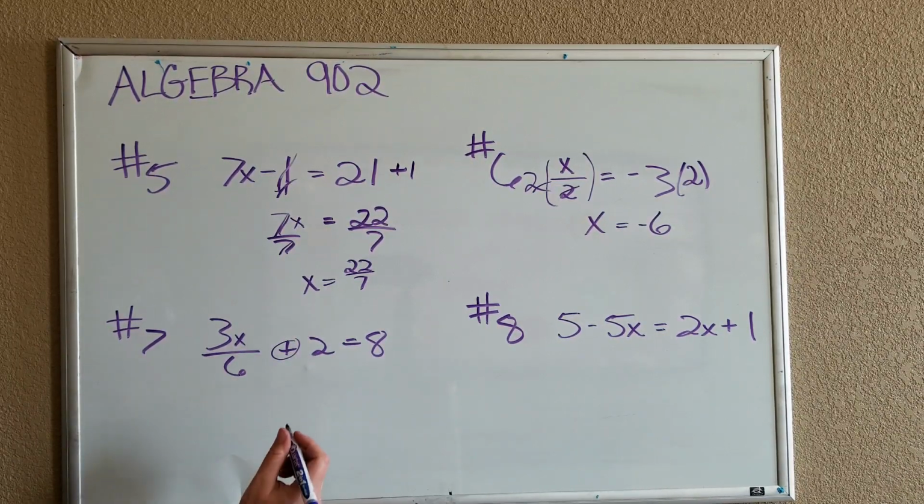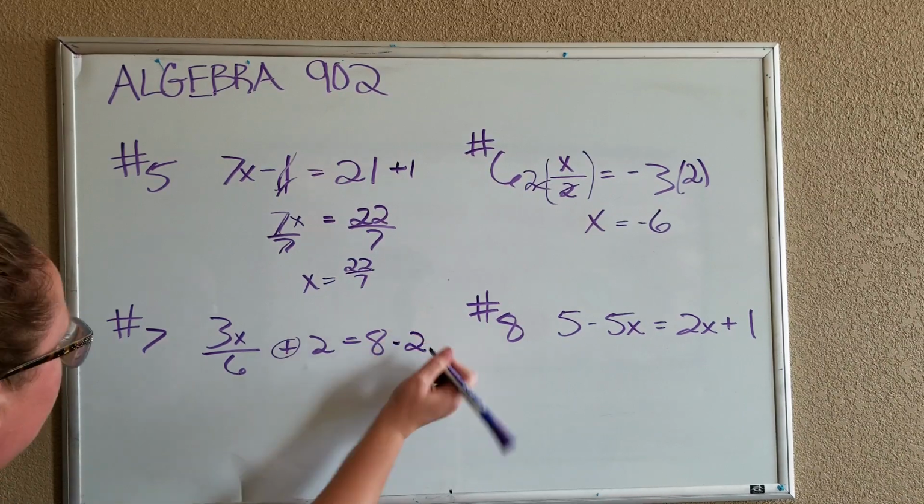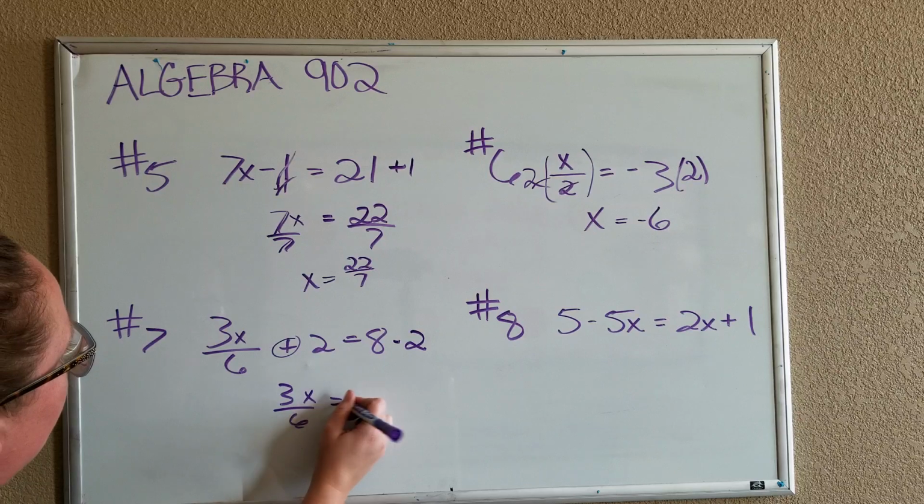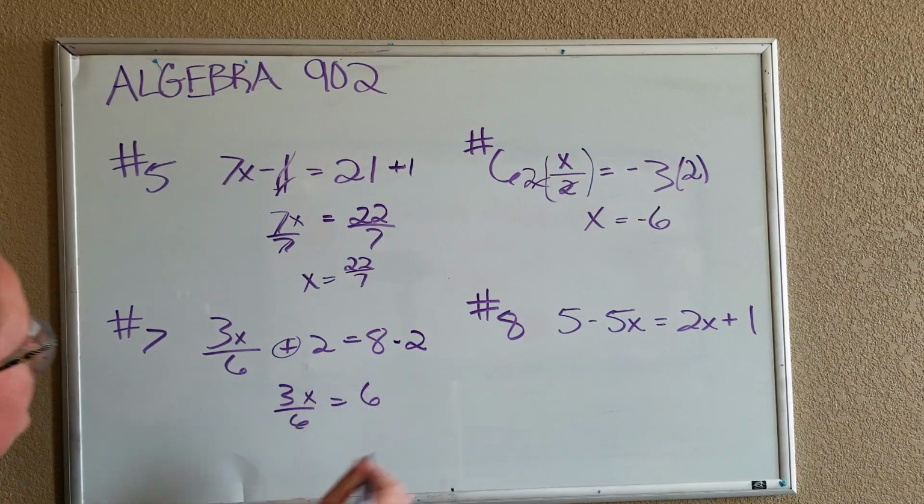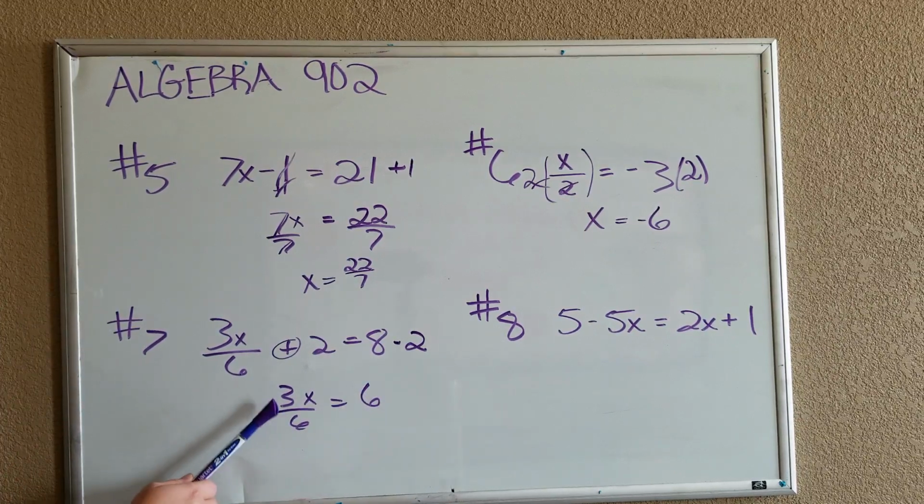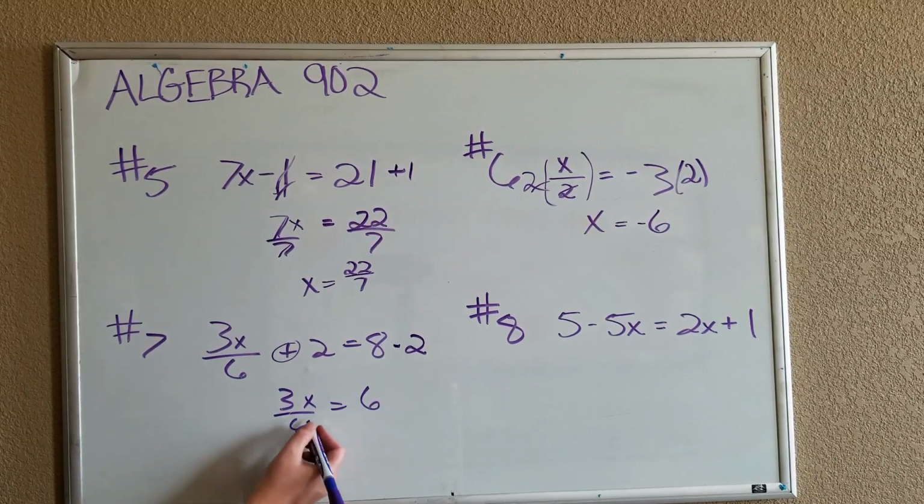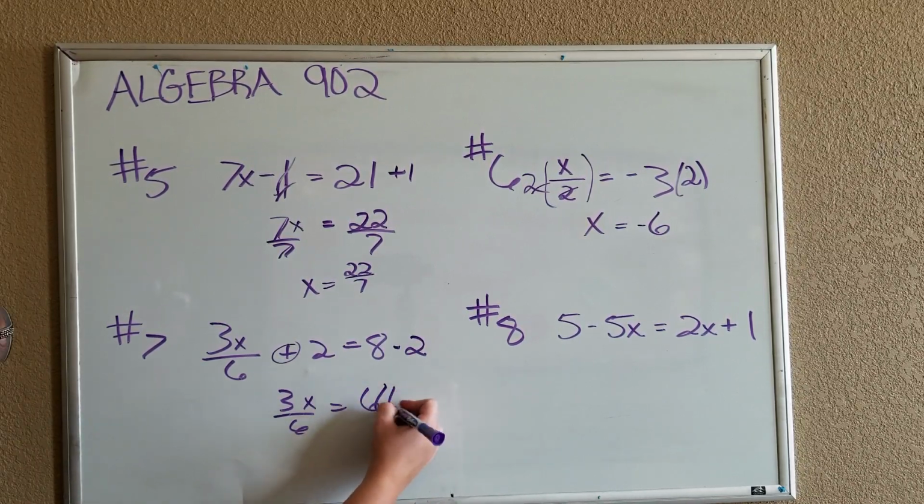2 is added, so the opposite of addition is subtraction. We'll get rid of it there. We have left over here 3x over 6 equals 6, right? All right, then we have 3x over 6 equals 6. So it's divided by 6. We would move 6 over here and multiply.